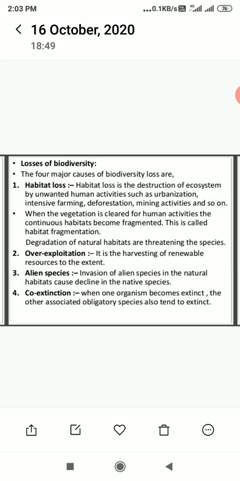Another cause is co-extinction. Co-extinction means when one organism becomes extinct, the other associated obligatory species tend to become extinct. For example, if a host fish species becomes extinct, all those parasites which exclusively depend on it will also become extinct.